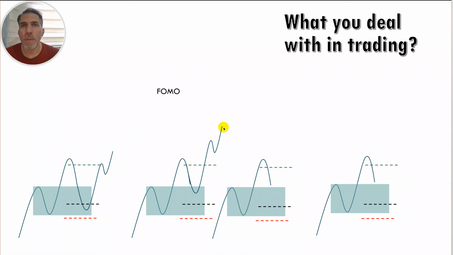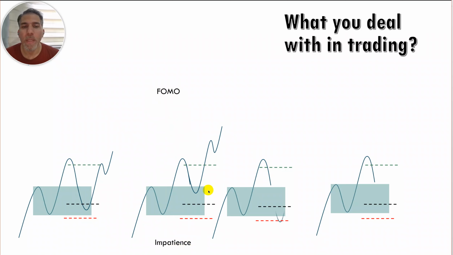Market doesn't care about your peanuts. As long as you're not an institution or bank with enough liquidity or money to drive the market up or down. Yes, it needs to hunt some stops to create the initial movement inertia, but it doesn't come back intentionally just because you entered the market. So this is FOMO, fear of missing out. It triggers impatience. You have to be ridiculously patient in trading.